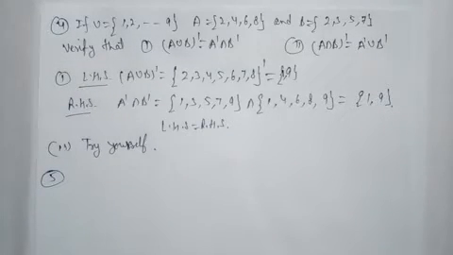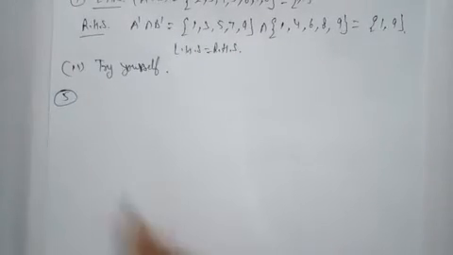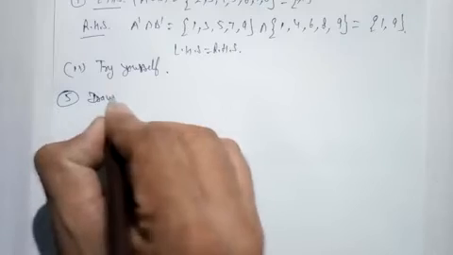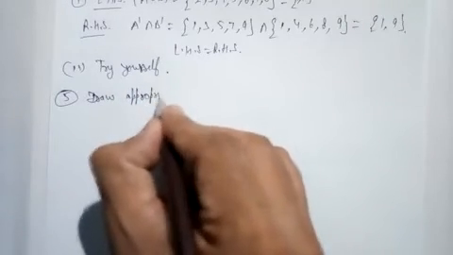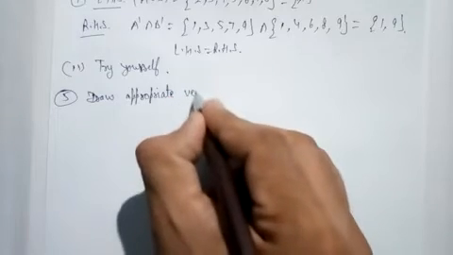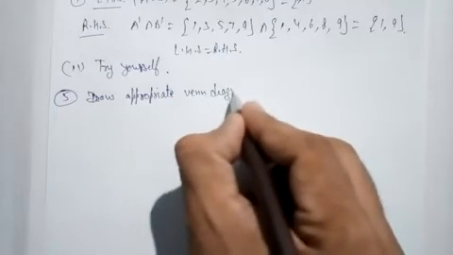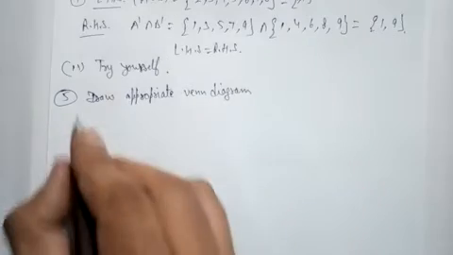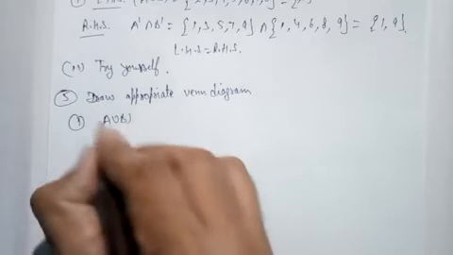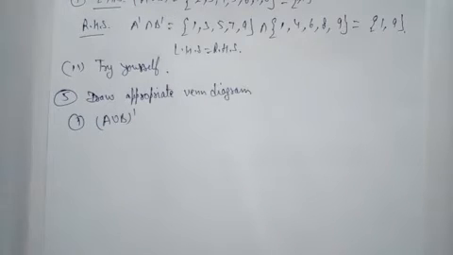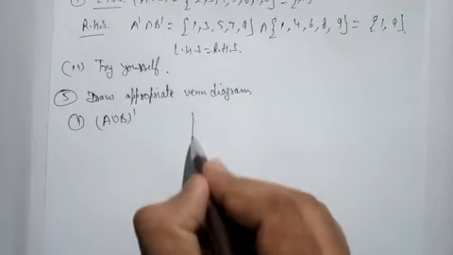Fifth question. Draw appropriate Venn diagram of the following. First is (A union B) complement. We would like to draw its Venn diagram.